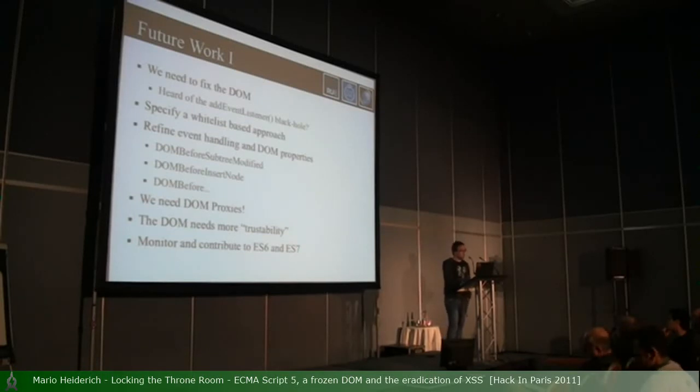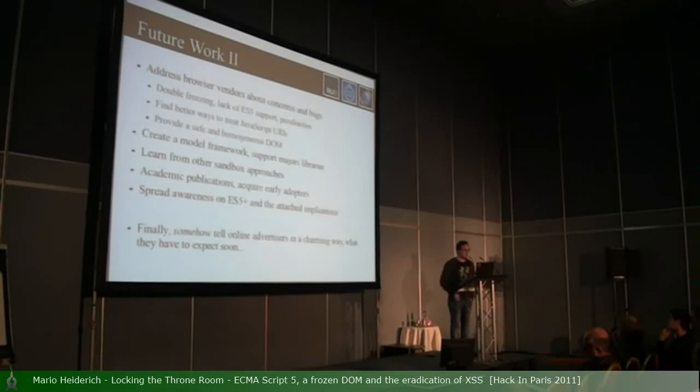We definitely need DOM proxies. There have been some publications about DOM proxies, but there is no implementation yet. And basically, as a router, we can say the DOM needs more trustability. Right now, we cannot trust the DOM at all. Like the live demo showed that anything can happen in the DOM. In any browser, there are artifacts like the ones I showed. And of course, one of the major parts of future work is to monitor ES6 and ES7 and see what's going on there, what harmony proxies are going to bring and stuff like that.